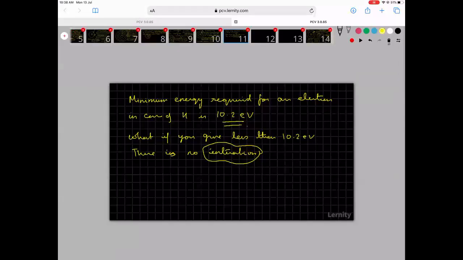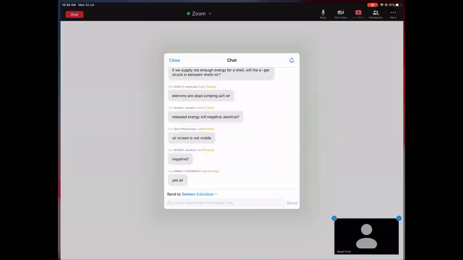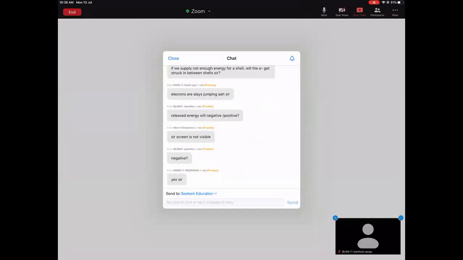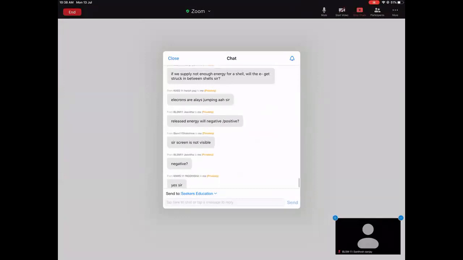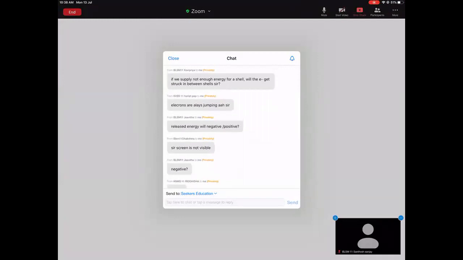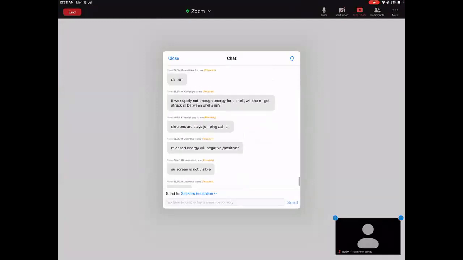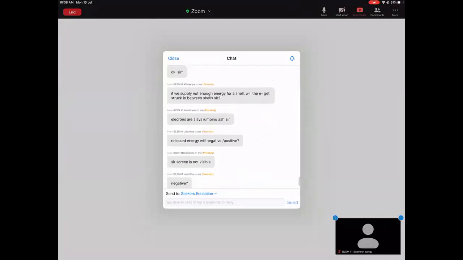Yeah, so if you give less than 10.2 energy, there will be no interaction. I was telling you, this is one of the points made by Einstein, and that is why he got his Nobel Prize. If we supply not enough energy for a shell, then the electron will get stuck in between. No, there is no interaction. Electrons are always jumping if you keep supplying energy.